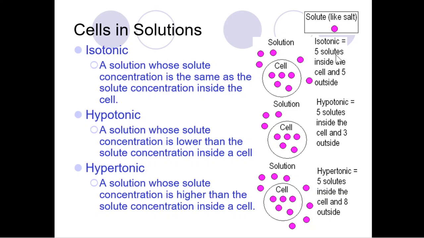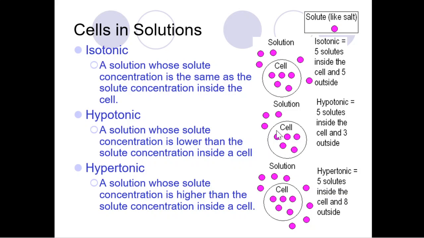So when it's isotonic, notice there's 1, 2, 3, 4, 5, and 1, 2, 3, 4, 5. So nothing moves, okay? Solute will not move because it's even. Hypo, H-Y-P-O, actually means low. So that's how you can remember. Hypo is another one of those wonderful prefixes that we use, and hypo just means low. So a hypotonic is a solution whose solute concentration is lower than the solute concentration inside a cell.